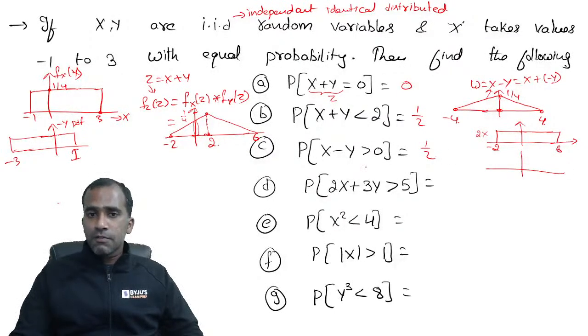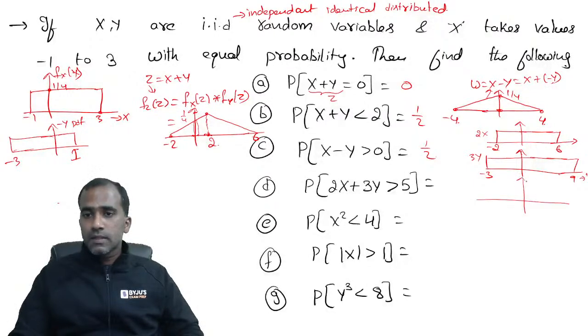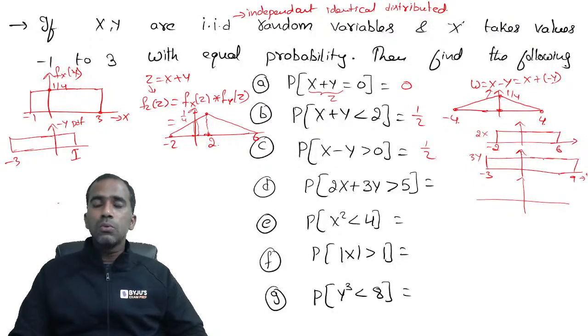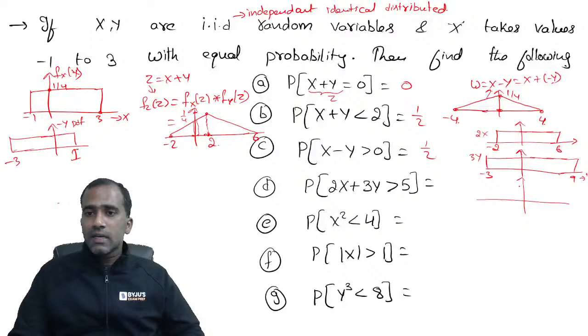Next step. What else do we want? 3y PDF. Y PDF is also the same as this. If y takes value minus 1, 3y takes minus 3, and if y takes value plus 3, 3y takes plus 9. If you convolve these two, 2x and 3y, it will be some kind of trapezium. When you convolve two unequal rectangles, it results in a trapezium.